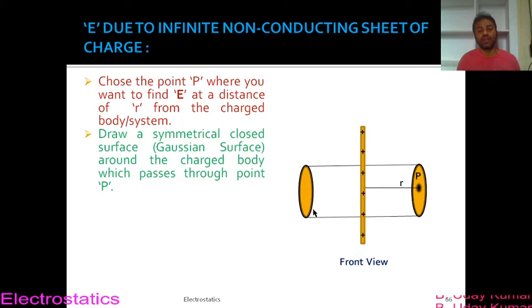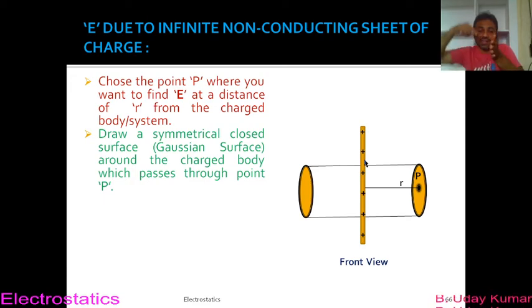In our earlier topics, in the case of line charge and in the case of a charged cylindrical conductor, the Gaussian surface was a cylinder. Even in this case, the Gaussian surface will be a cylinder, but it is taken horizontally so that it becomes symmetrical. Why it is cylindrical, you have to imagine it. Remember, if it is a line, the Gaussian surface will be a vertical cylinder, but it is not a line here, rather it is a sheet of charge.